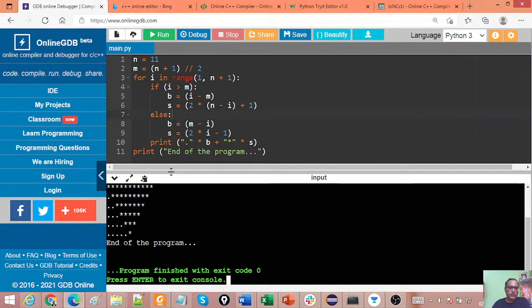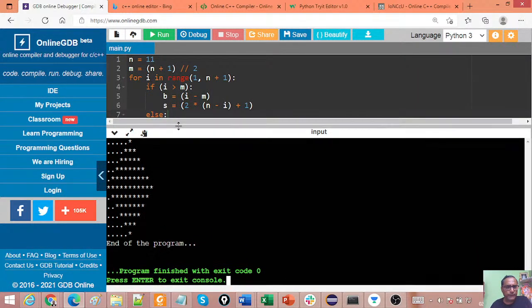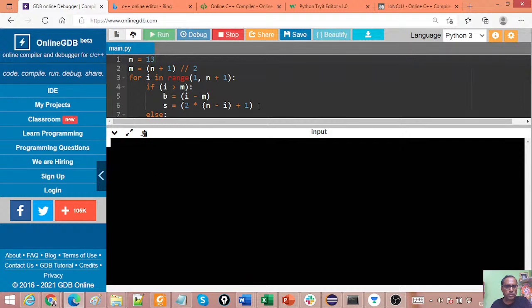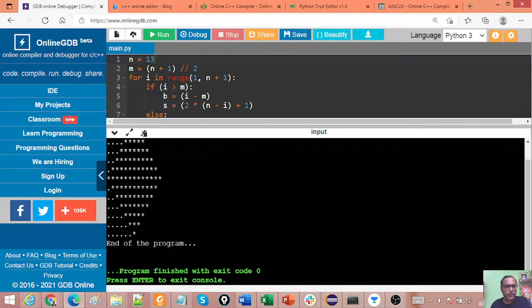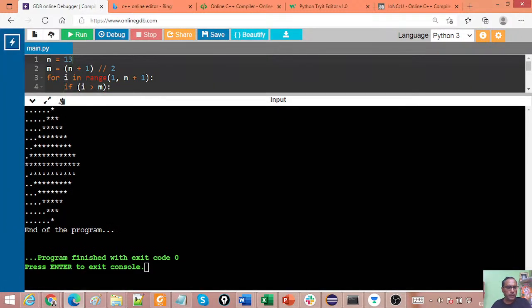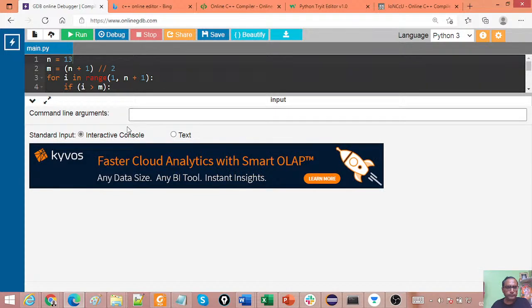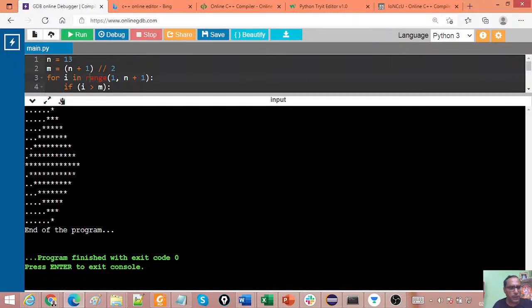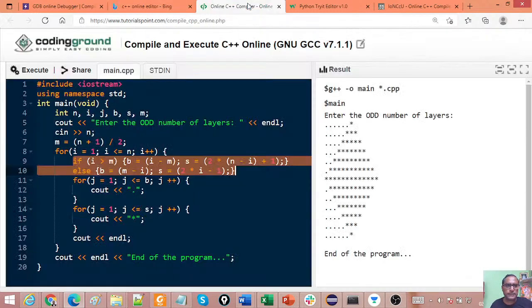See, so that's the way you can find that a pattern is coming. If you change the value of this i, if you make this one 13, run the code, you can find that it is working too good. 13 layers are getting printed. So my code is perfectly working in both the cases. Here also the code is working and here also the code is working.